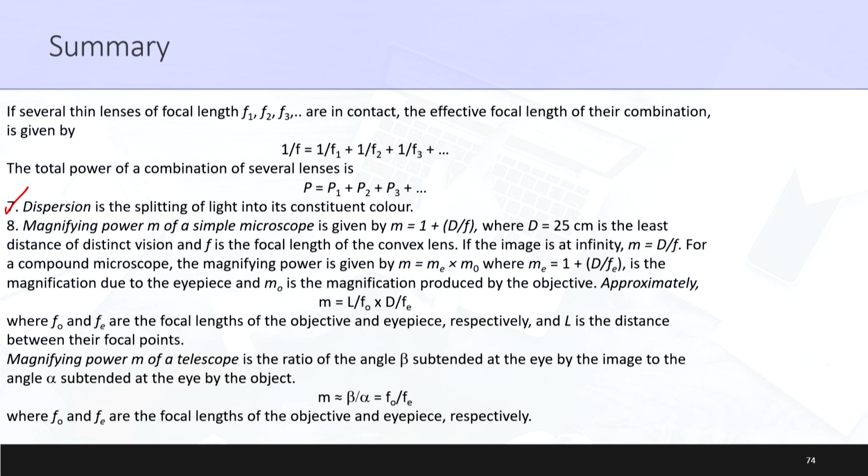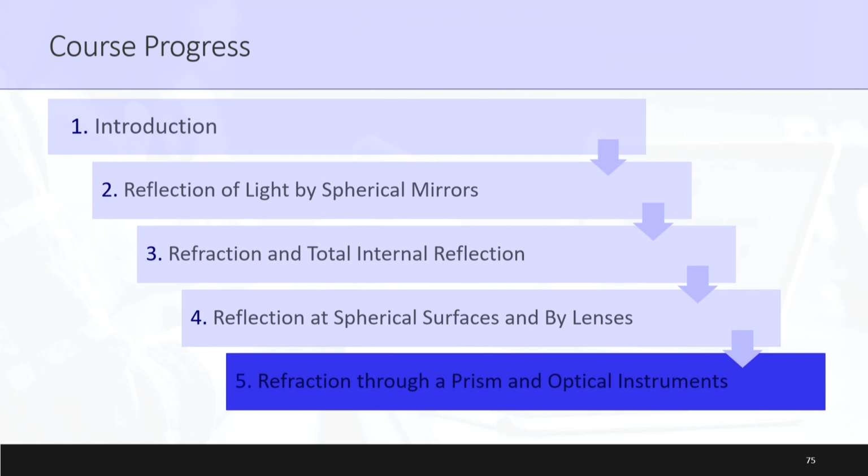Magnifying power m of a telescope is the ratio of the angle beta subtended at the eye by the image to the angle alpha subtended at the eye by the object, that is m is approximately equal to beta by alpha, which is equal to f naught by fe, where f naught and fe are the focal lengths of the objective and the eyepiece respectively. This magnifying power of the telescope was explained in part 1 of this lecture series, this lecture 5 only, and I also explained that the length of the tube is equal to f naught plus fe.